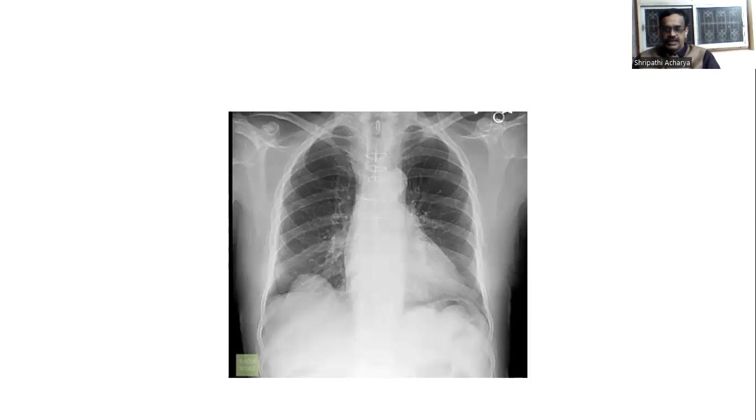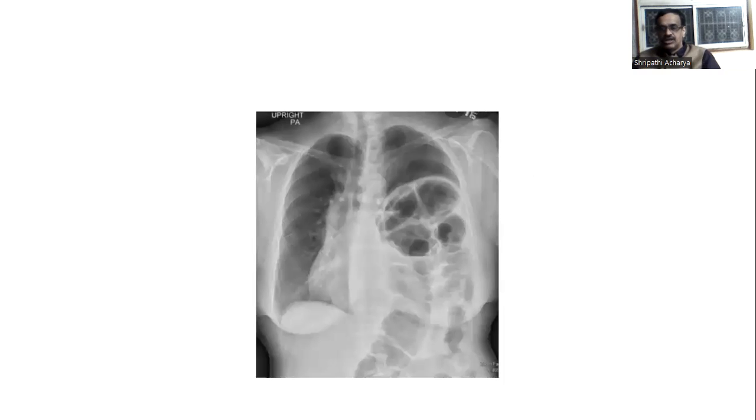Here you see bulging is there. The cardiac apex is on the left side, but bulging on the right side. This is eventration. You can see the colon is inflated, and the shadow of the colon is seen in the thoracic cavity. This is because of laxity of the left hemidiaphragm. The abdominal content is protruding into the thoracic cavity. This is known as eventration.